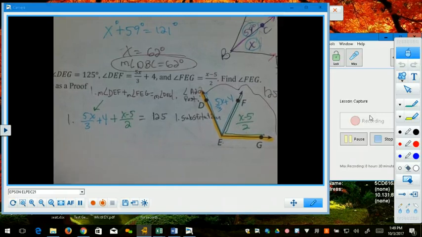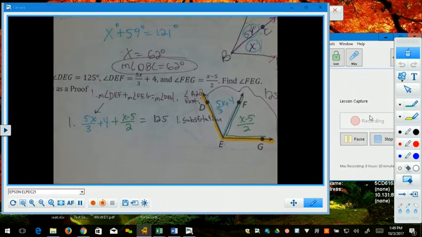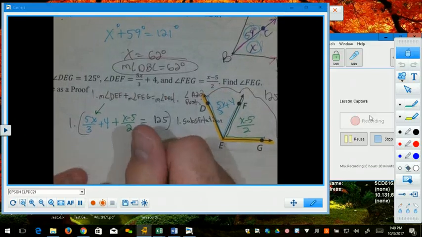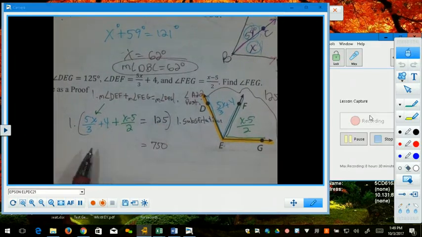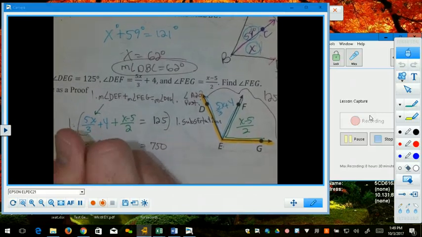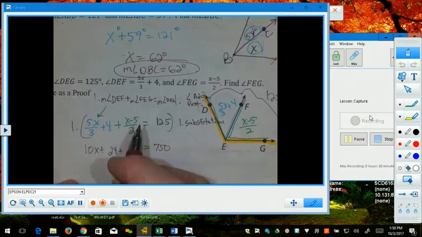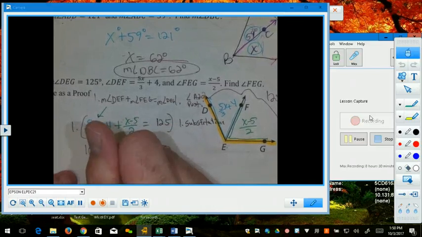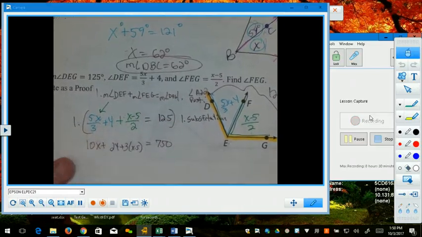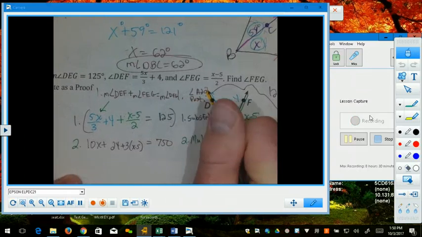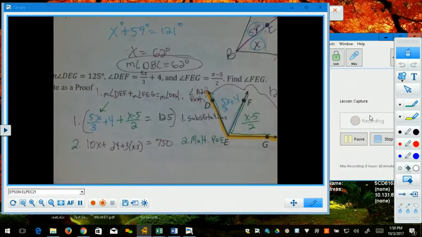All right, now a lot of us don't like fractions, so you may want to get rid of them by multiplying everything by the least common denominator, which is 6. 6 times 125 is 750. 6 times 5 is 30. Divided by 3 is 10, so I have 10x. 6 times 4 is 24. 6 times that, but then divided by 2 is actually going to be 3 times x minus 5. So going from here to here, I multiplied everything by 6. I used the multiplication property of equality.